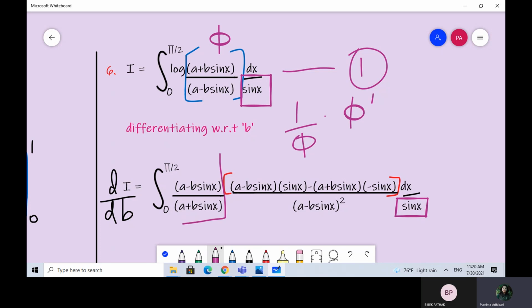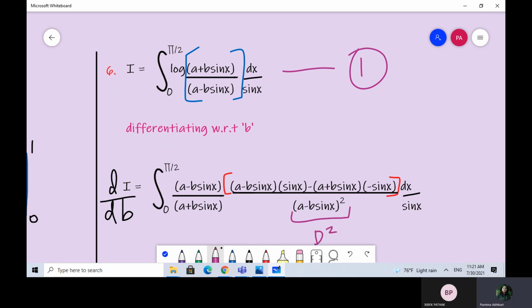This is your 1 over phi, the reciprocal of phi. You can see it is a reciprocal, numerator and denominator exchanged. So 1 over phi is the first step. In the next step, phi dash, we now have to apply the quotient rule. The quotient rule means denominator square, and in the numerator, denominator into derivative of numerator minus numerator into derivative of denominator. Okay, so that's the quotient rule.